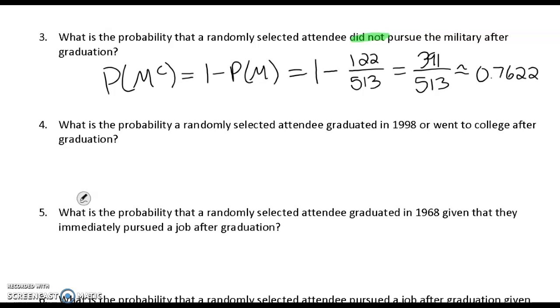Excellent. So let's go on to 4 here. So 1 was a joint, 2 was a total, 3 was a complement. Now 4, we have a union probability. So I want the probability that someone went to school, they graduated in 1998, or they went to college after graduation. So you have one of two things you can do. You can add up the members of 1998 and then the one other group for the college.